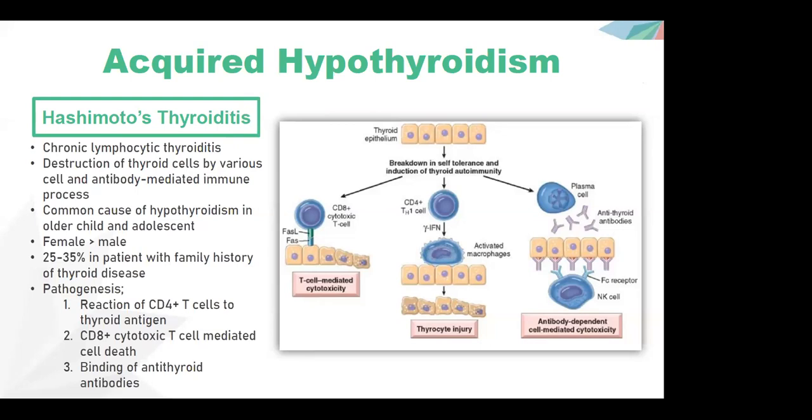There are several immunological mechanisms that may contribute to the death of the thyrocytes. The first is reaction of CD4 plus T cells to the thyroid antigen, and these cells will produce cytokines, which is interferon gamma, and this will promote inflammation and activate macrophages as in a delayed type hypersensitivity reaction. So in this case, the injury to the thyroid cells results from the toxic products of the inflammatory cells themselves. Next is CD8 plus cytotoxic T cell mediated cell death. So these CD8 plus T cells may recognize antigen on the thyroid cells, and they kill these cells. And last but not least, the possible mechanism is binding of anti-thyroid antibodies followed by antibody-dependent cell-mediated cytotoxicity mediated by the NK cells.